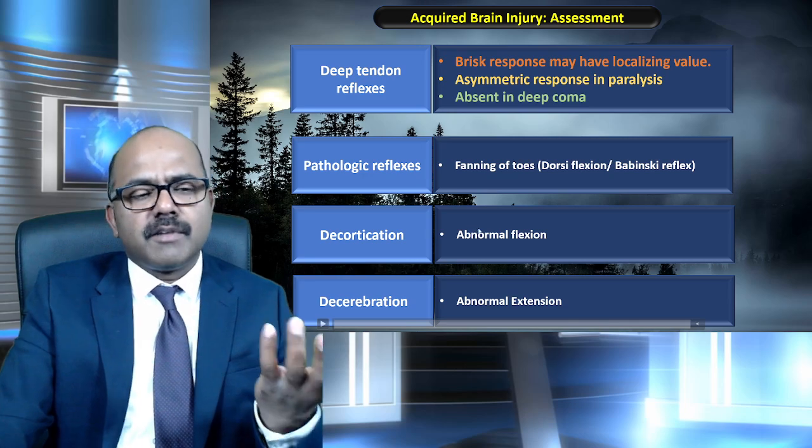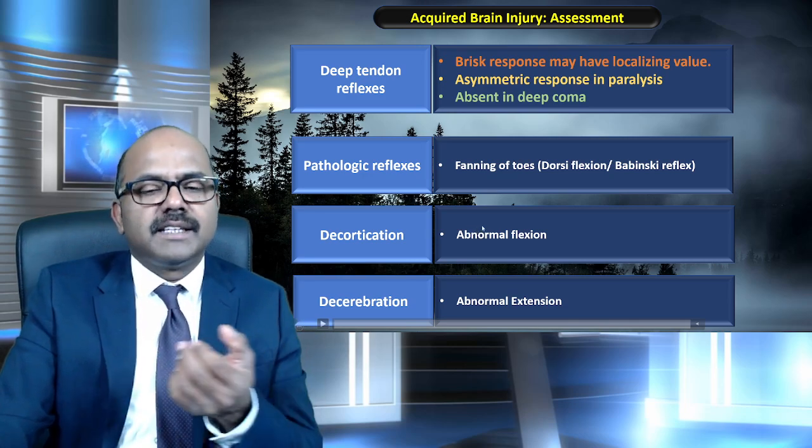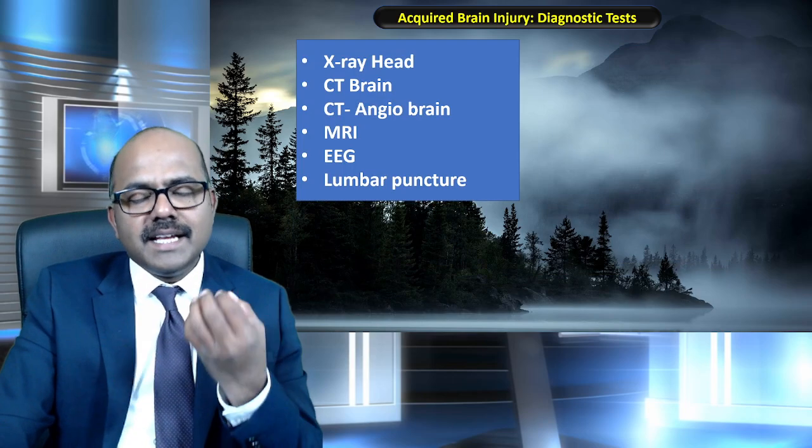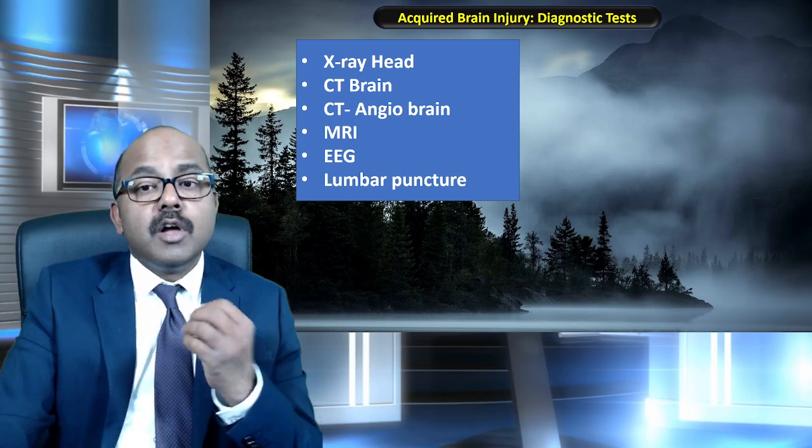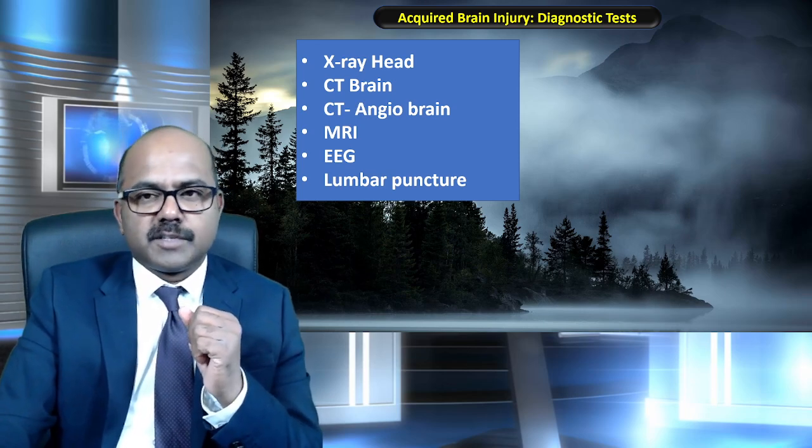Look for decortication: are there any signs of abnormal flexion? Decerebration: any signs of abnormal extension? So these are the key assessment things we are looking for when we assess a patient with suspected head injury.